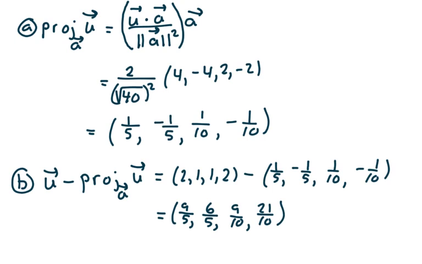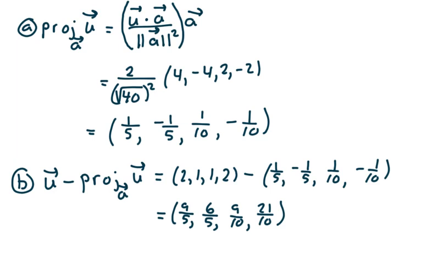Now we're ready to look at part A. So we want to find the vector projection of U onto A. Well, I'm going to take the scalar U dot A divided by the norm of A squared, and I'm going to multiply that scalar by vector A. So we did the hard work over on the other side. So that's 2 over the square root of 40 squared times the vector 4, negative 4, 2, negative 2. So the answer to part A is 1/5, negative 1/5, 1/10, negative 1/10 when we're all done.